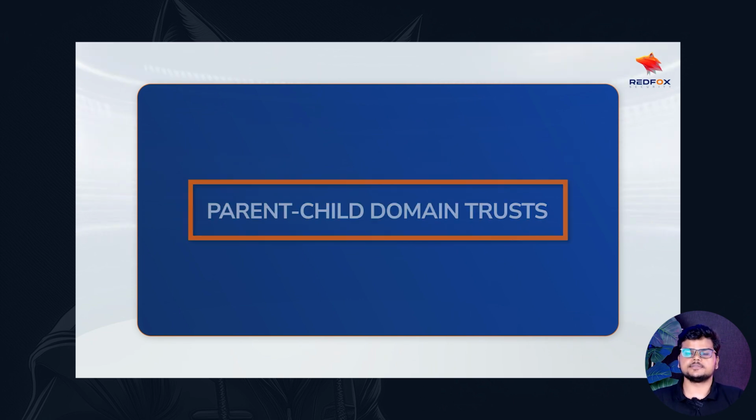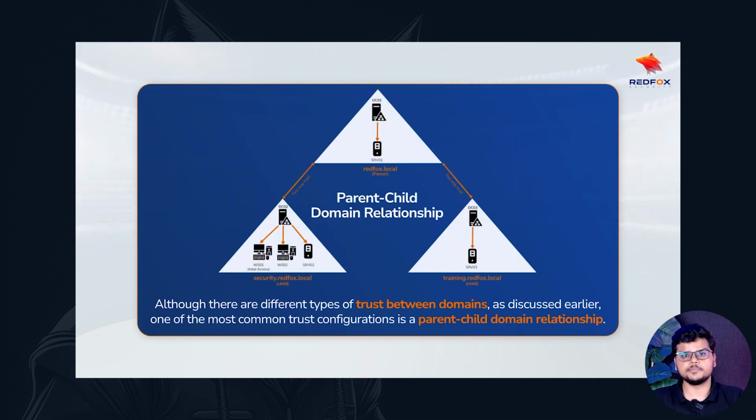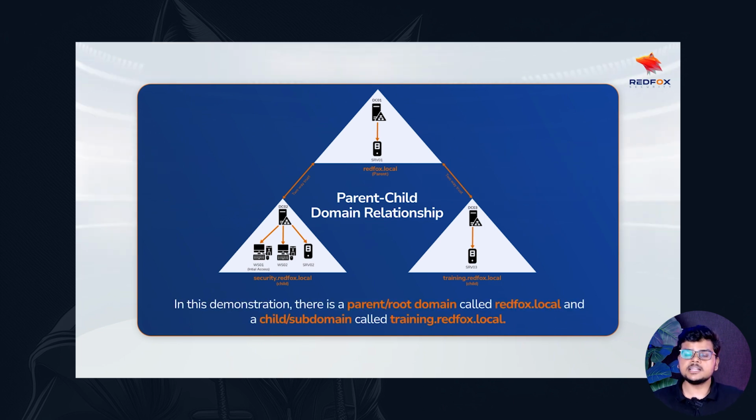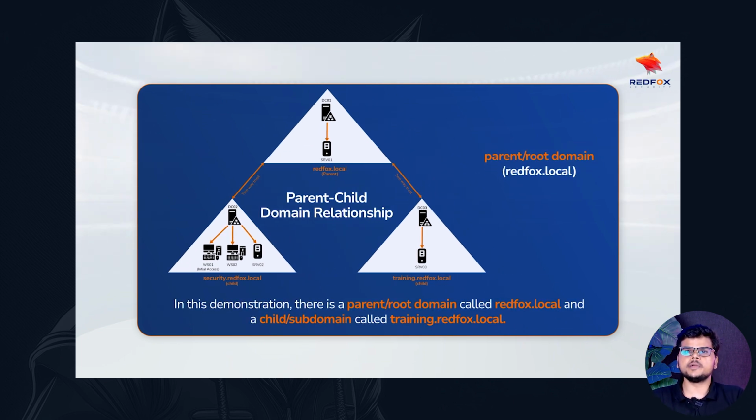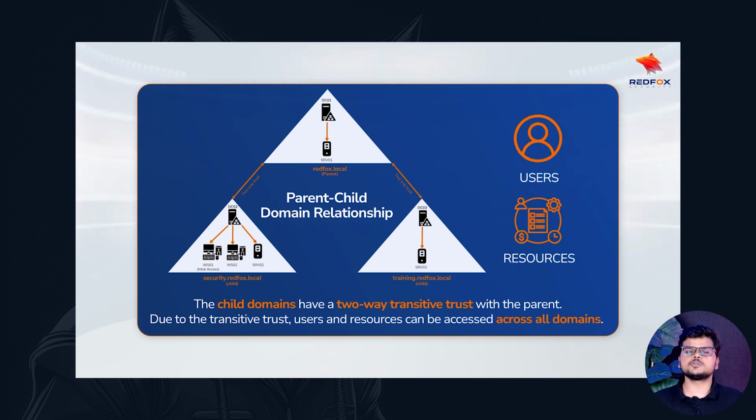Parent-child domain trusts. Although there are different types of trust between domains, as discussed earlier, one of the most common trust configurations is the parent-child domain relationship. In this demonstration, there is a parent root domain called redfox.local and a child subdomain called training.redfox.local. The child domains have a two-way transitive trust with the parent. Due to the transitive trust, users and resources can be accessed across all domains.